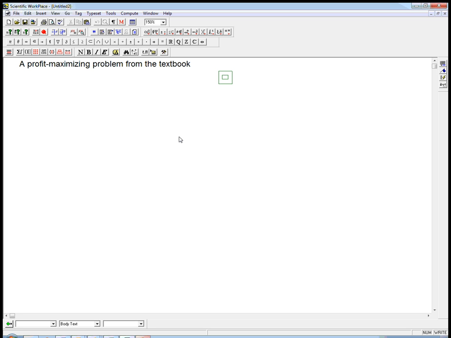Let's look at a problem on maximizing profit from the textbook. This is from their section 4.8. And what they give us is rather like what we've been dealing with, but a little different. C of x is 16,000 plus 500x minus 1.6x squared plus 0.004 x cubed. And so that's the cost as a function of production.